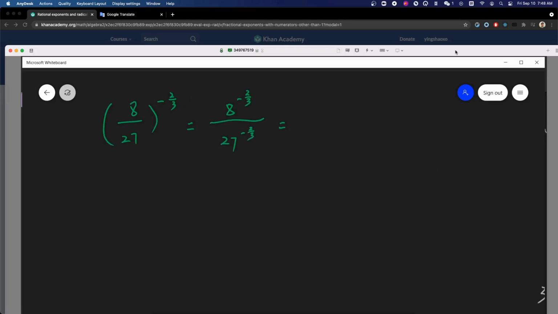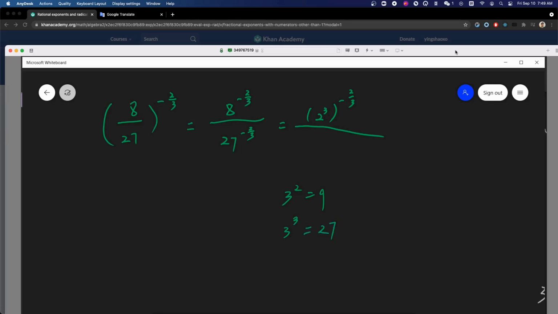So in this case, we could do nothing, but now we could rewrite it. For example, the 8, as we all know, is 2 to the 3rd power, and then the whole thing to the negative 2 over 3 power. Then for the 27, can we do something with it? To be honest, I don't know. How about 3? 3 squared is equal to 9. 3 to the 3rd power is equal to 27. Was that correct? Yeah, that's correct.